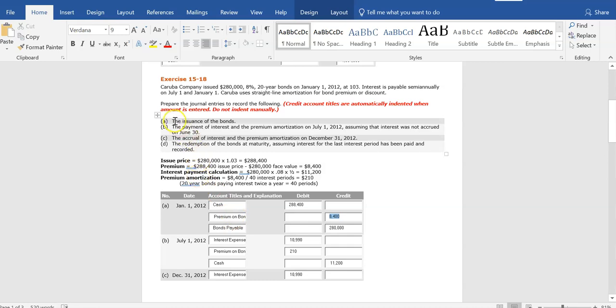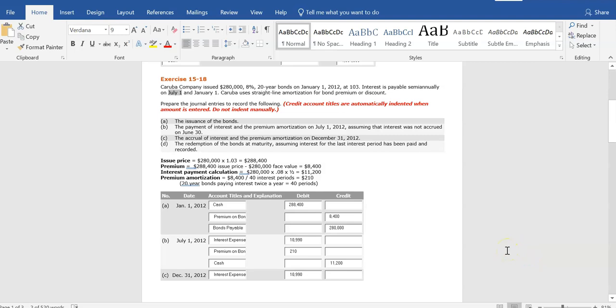All right, that was January 1st issuance of the bonds. The payment of interest and premium amortization on July 1st, 2012. Assume that interest was not accrued on June 30th. Okay, so that was January 1st when the bonds were issued. 6 months have rolled past, 6 months since the bonds were issued. The bonds are paying interest every 6 months. The first interest payment is due to bondholders on July 1st.